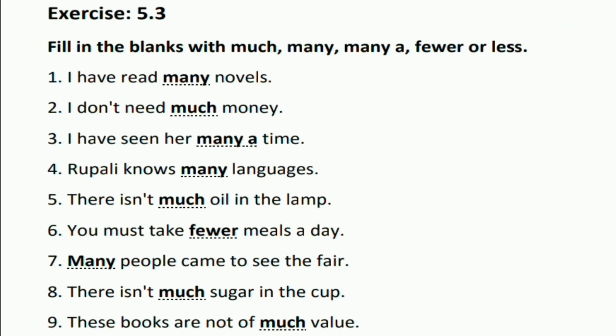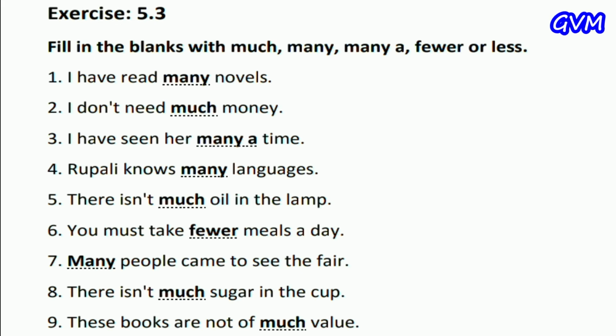Now, here is the fill in the blanks. First one is I have read dash novels and the correct answer is many. We use many because it refers to plural countable nouns. Second, I don't need dash money and the answer is much. Third, I have seen her dash a time and the correct answer is many.